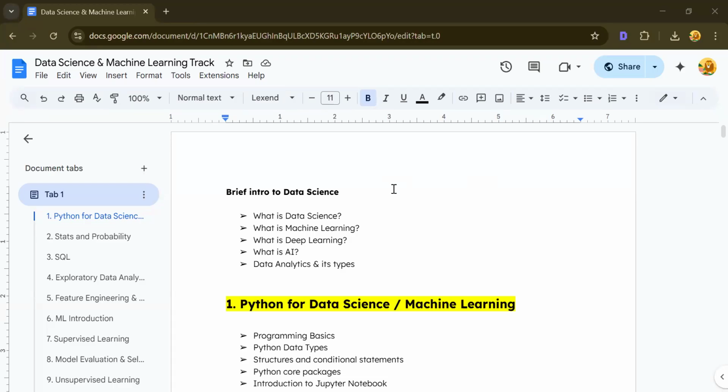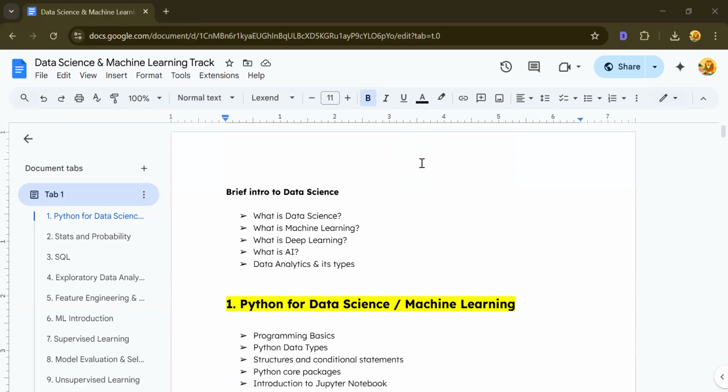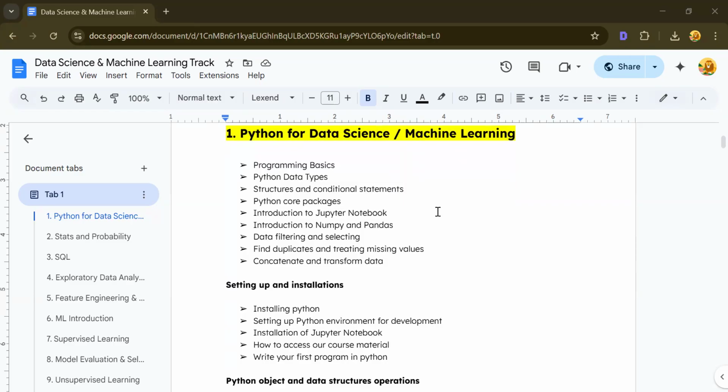I'm going to explain what you're going to learn throughout this track in a brief way. We will kickstart with an introduction to data science. It's a broad domain, so we'll explore machine learning, deep learning, AI, analytics, what the roles of all these domains are inside data science, and how they are tied together. And we will spend significant time on Python because you need this for everything, literally.